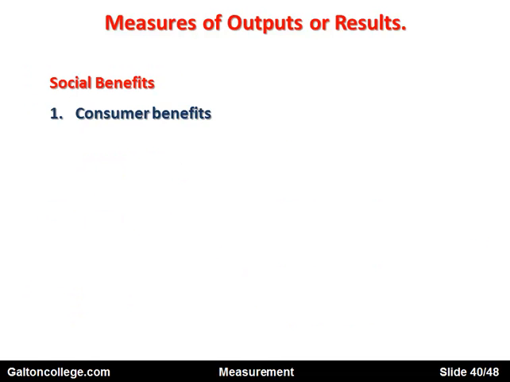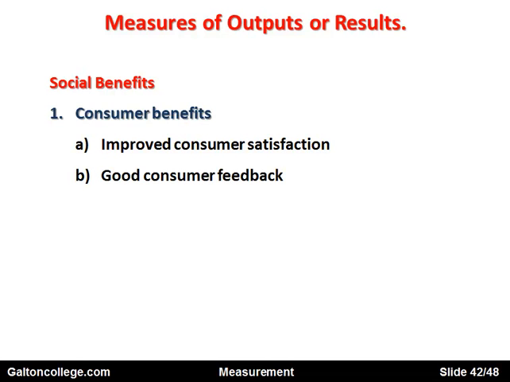Social benefits, well, improve customer satisfaction so that people feel happier and feel better about getting the product. Good consumer feedback, that's important because it means that the customers are so happy with the product they're prepared to give feedback, and they're prepared to perhaps give recommendations to the business which will help the business in refining the product so as to further meet customer requirements.